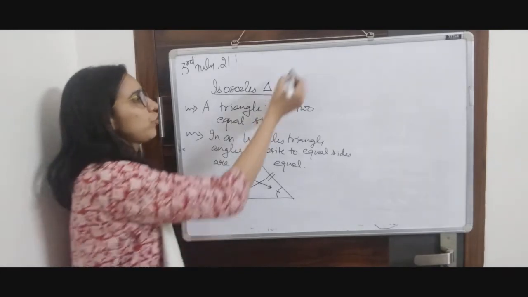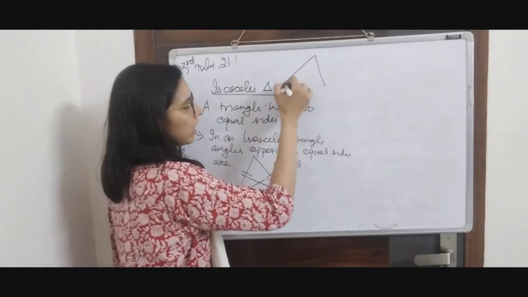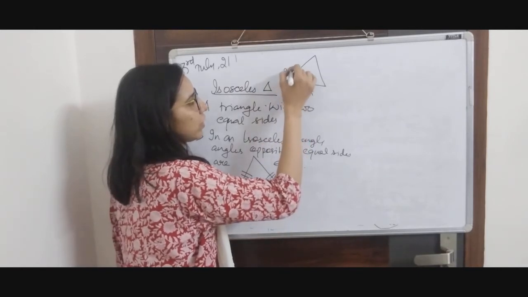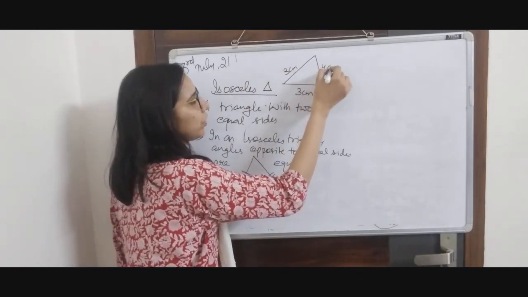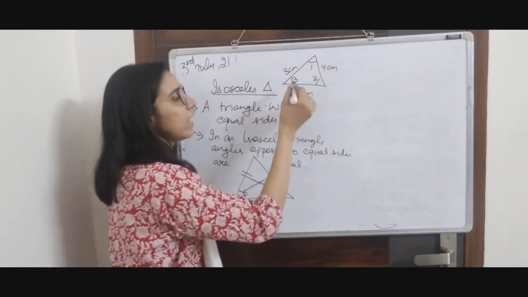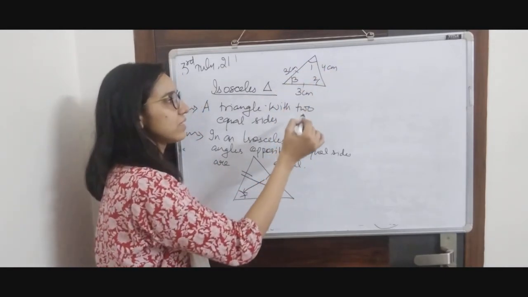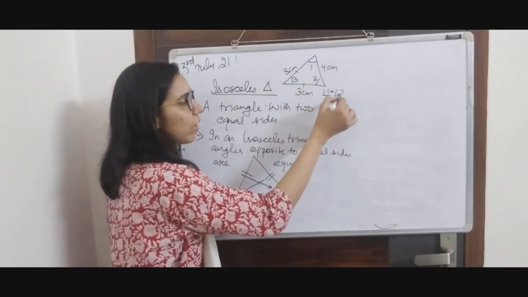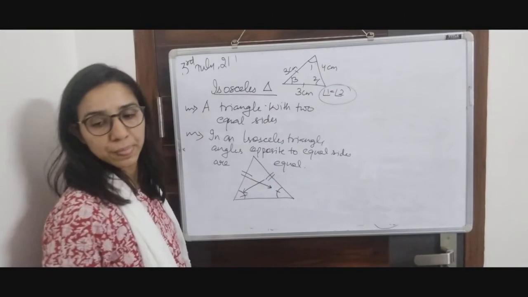Suppose we have an isosceles triangle in which this side is 3 centimeter, this is 3 centimeter, and this is 4 centimeter, and the angles are angle 1, angle 2 and angle 3. Then these are the equal sides, this and this. So the angles opposite are going to be angle 1 and angle 2. So angle 1 and angle 2 are going to be equal.